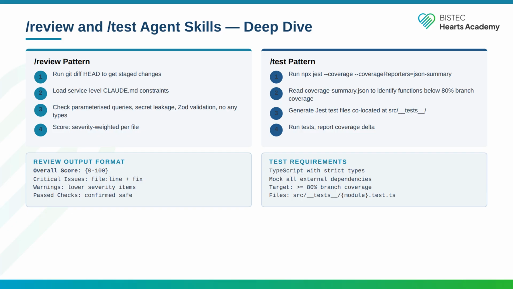The test skill uses a different approach. It reads machine-readable coverage data rather than inferring coverage by reading source code. The workflow starts by running npx jest --coverage --json-summary to produce a structured JSON coverage report. Claude then reads coverage-summary.json and identifies exactly which functions have branch coverage below 80%. It generates TypeScript Jest test files co-located at __tests__, mocking all external dependencies, and writes them to disk. The final step runs Jest again to validate that the generated tests actually pass and measure the coverage delta.